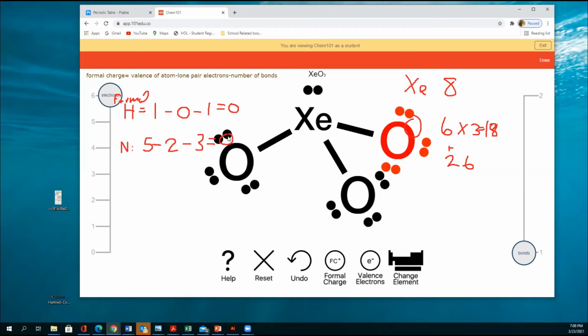Okay, so then let's see, that's 2, 4, 6, 8, 10, 12, 14, 16, 18, 20, 22, 24, 26. Make sure I count it right. That's all 26, right? Is there 8 electrons around here? Yes. 8 electrons around here? Yes. Okay, so if we wanted to check the formal charges.